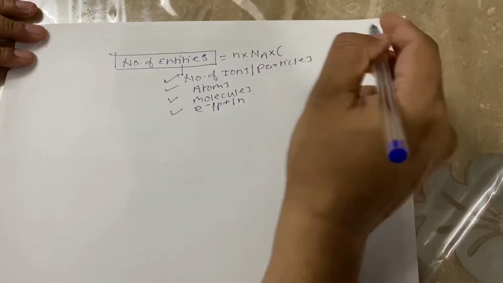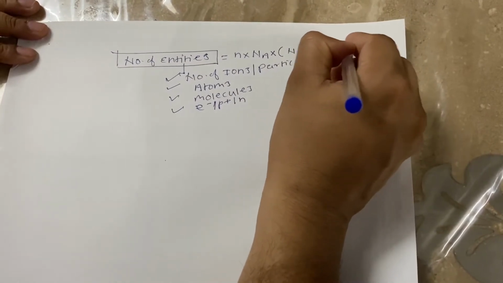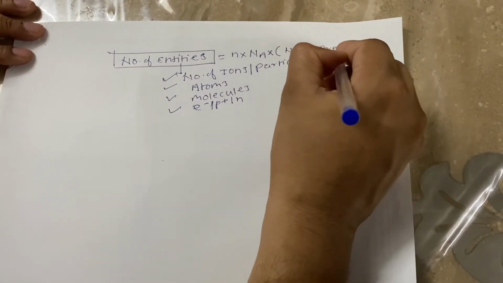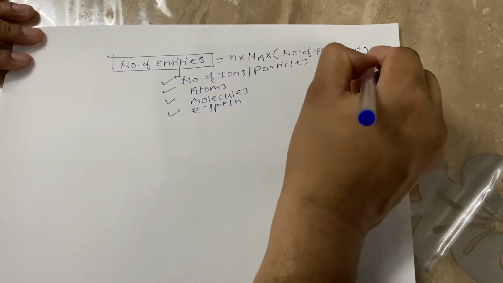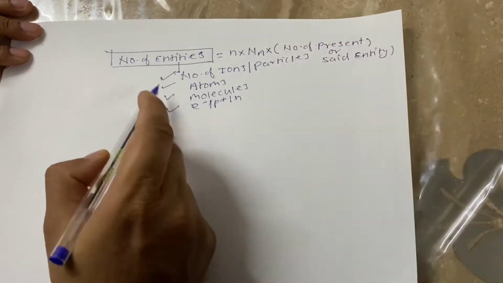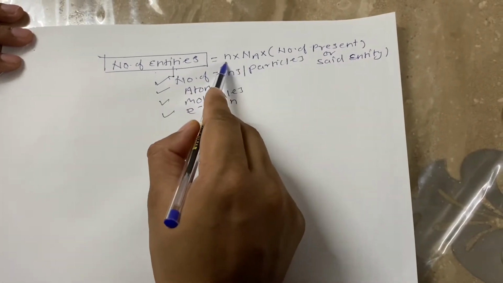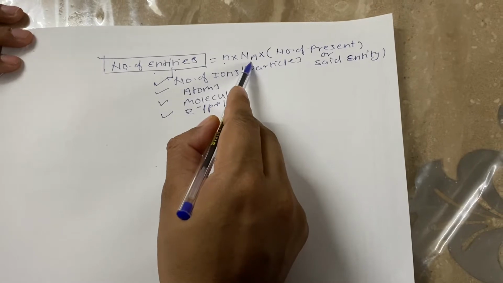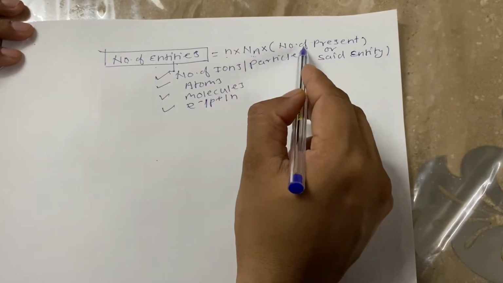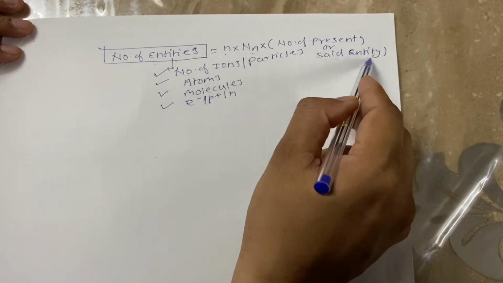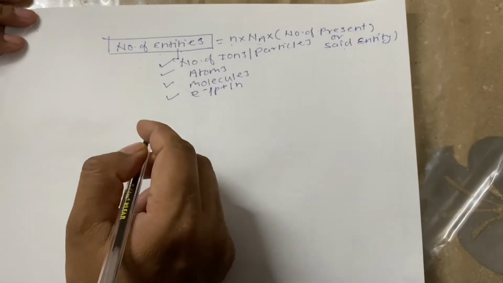times the number of present or said entity. It is to be noted that to calculate the number of entities, first we will find the number of moles, and we will multiply it by Na, which is Avogadro's number, and then we will calculate the number of present or said entity which has been asked in the question. We can take an example to explain this.